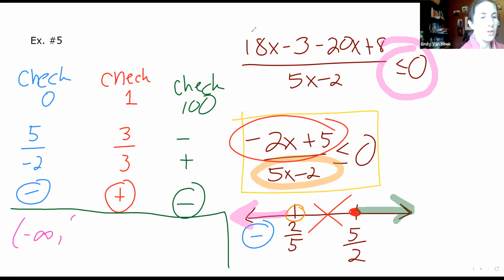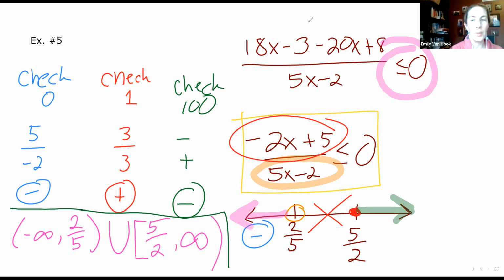-∞, comma, 2/5, parentheses, because I'm not including that, because remember, that's the one that would make the denominator 0, so it's not in the domain. So -∞, comma, 2/5 with parentheses, union, and then square bracket, 5/2, comma, infinity. We are including that one because of the equal sign under the inequality, and anything in the numerator can't equal 0. So that would be our final solution set.